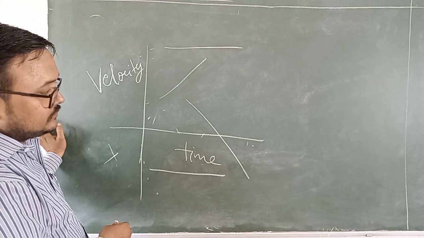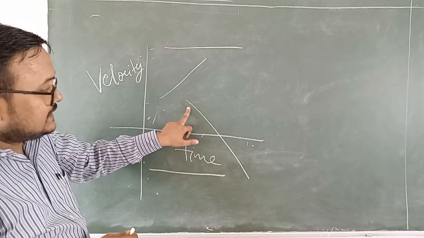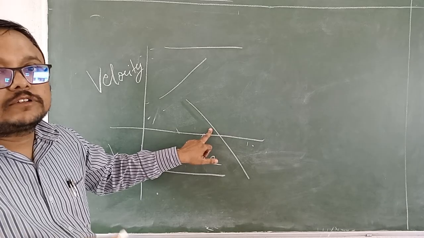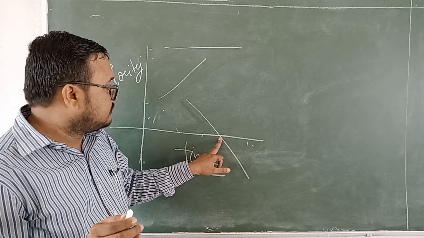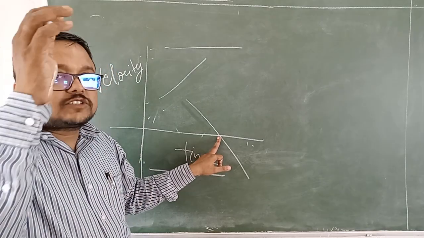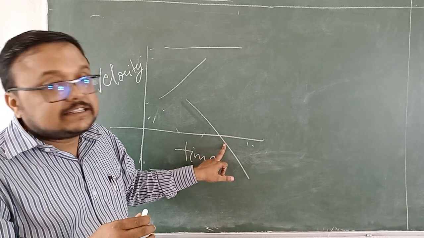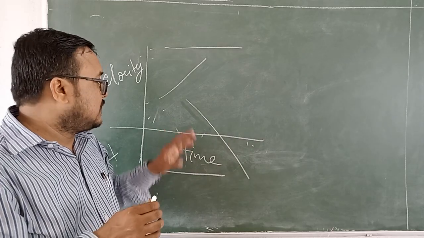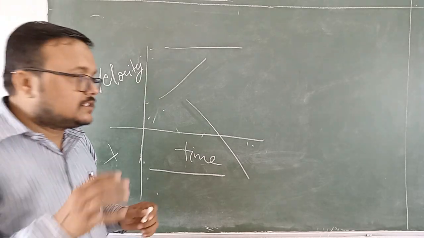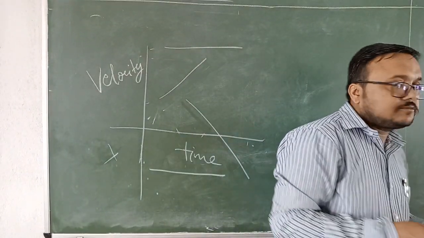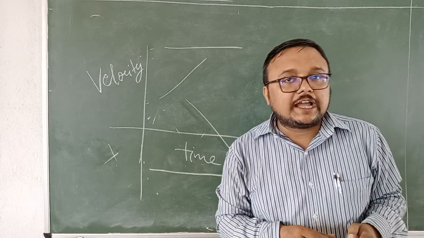Like if you throw a ball upside, then the velocity is decreasing with a constant acceleration, that is 9.8 meter per second square, and at the highest point it becomes 0, and again when it is coming down, the velocity is increasing. So only this difference will come when we change from speed to velocity. This is the common way to understand the graph of distance, displacement, speed and velocity.